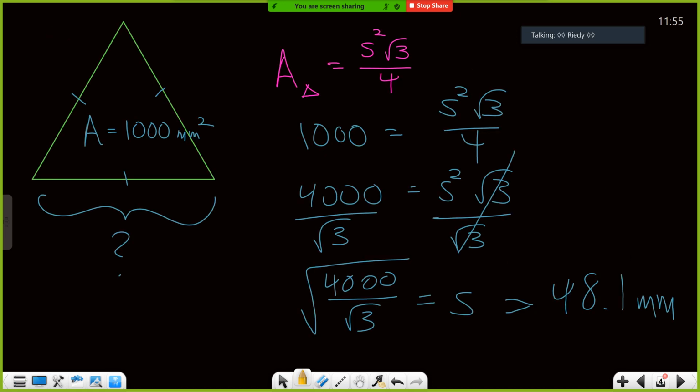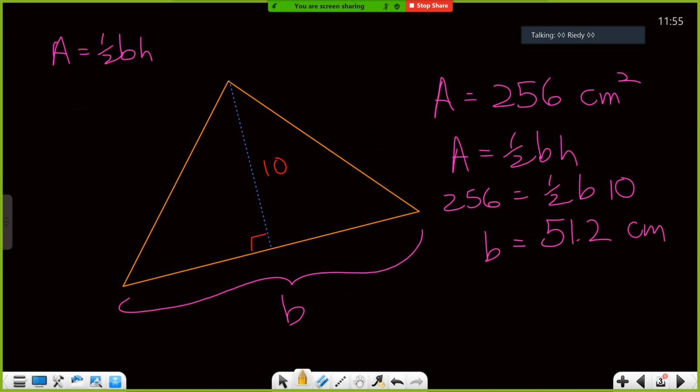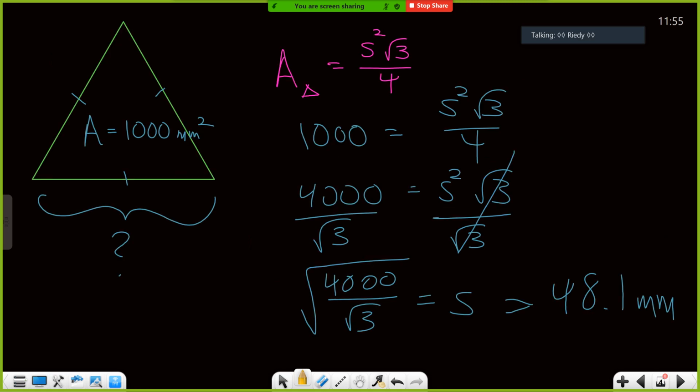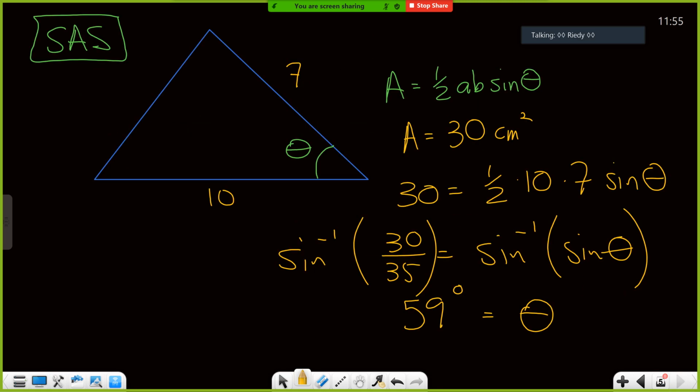Again, if you just copy down these formulas and plug and chug blindly into the formulas, you're going to struggle because you're not going to understand what you're doing. So it's important to understand how you solve each of these: 1/2 base times height, s squared root 3 over 4, and 1/2 ab sine theta. And the other nice thing is there are numerous ways to solve each of these problems, depending on what approach you want to take.